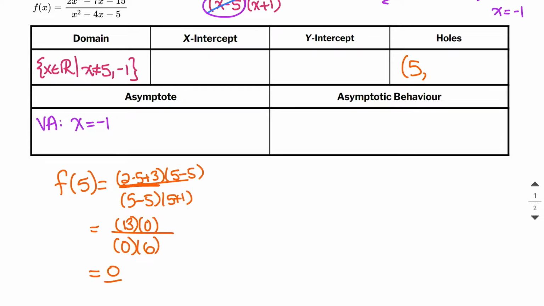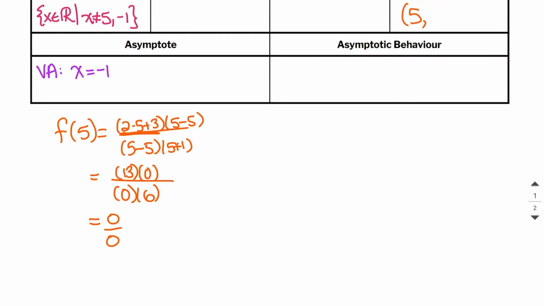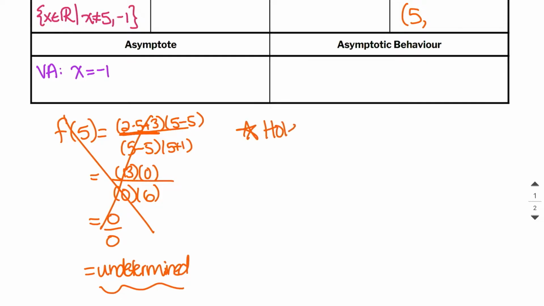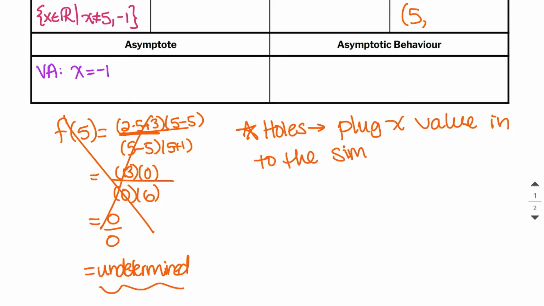So I end up getting 0 over 0, and that presents a problem for me because I don't know what this is. And this actually, we would normally say it's undefined if we have 0 in the denominator, but when it's 0 divided by 0, it's something different. It's actually called undetermined. Regardless, it doesn't make sense for me to plug this in to f of x. So when we're trying to find holes, plug the x value in to the simplified expression or the simplified function.